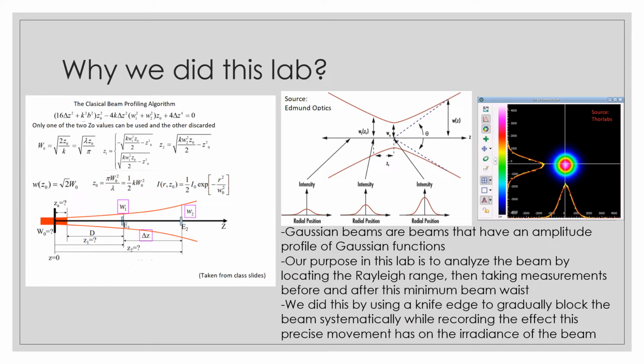So why did we do this lab? We did this lab to characterize and analyze a Gaussian beam. Gaussian beams are beams that have an amplitude profile of Gaussian functions. Our purpose for this lab was to analyze the beam by locating the Rayleigh range and then taking measurements before and after that minimum beam waist. We did this by using a knife edge to gradually block the beam systematically while recording the effect that this movement has on the radiance of the beam.